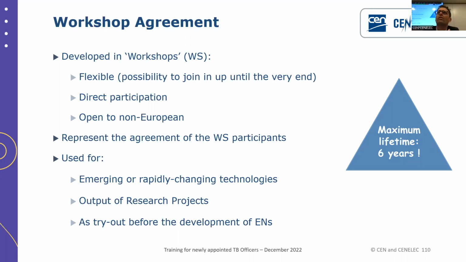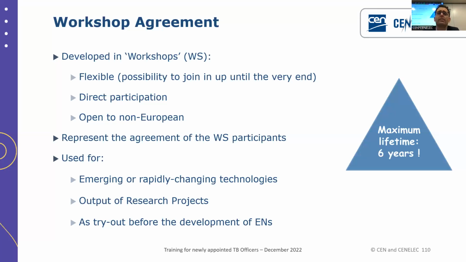And our members do not need to appoint members or experts to attend the workshop agreement. That is direct participation, basically. And any company or organization can join at any stage, also at the end of the process, if needed. For the workshop agreement, there is no vote. So the chair needs to see if consensus has been reached by the participants. This means that the CWA can then be published. The inquiry is not mandatory, but it is recommended to launch an inquiry for a CWA as well.